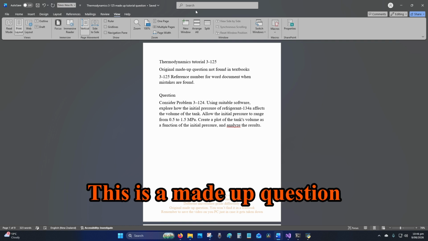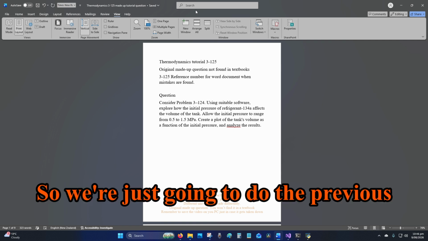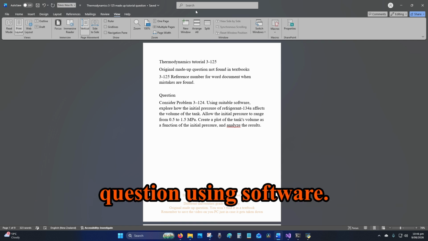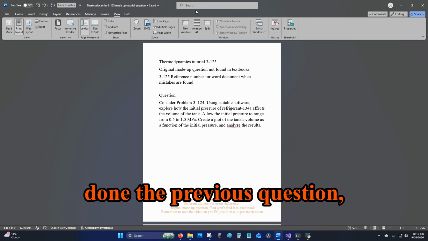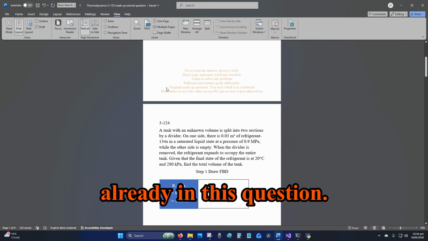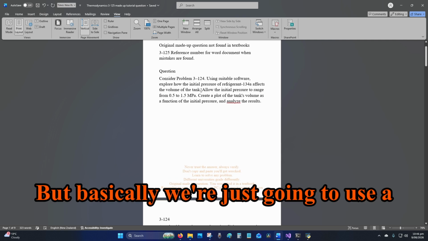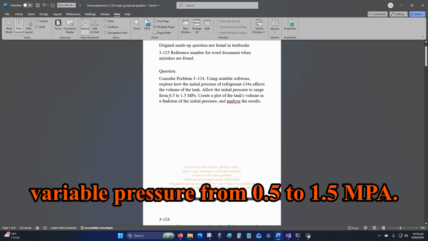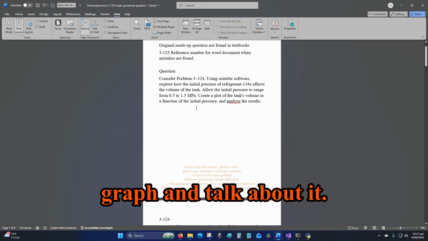This is a made-up question not found in your textbooks. So we're just going to do the previous question using software, so Python in this case. If you haven't done the previous question, it's already in this question. But basically we're just going to use a variable pressure from 0.5 to 1.5 MPa. We're going to plot the graph and talk about it.